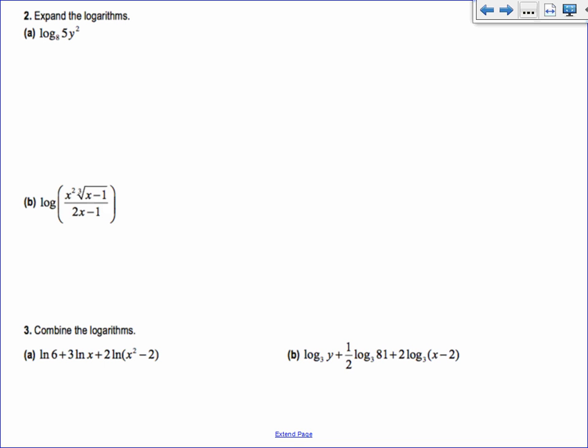Next page. Expand the logarithms. This will be very, very useful in the future. You don't know why it's useful yet, but it will be very, very useful. It's going to make derivatives much, much easier.